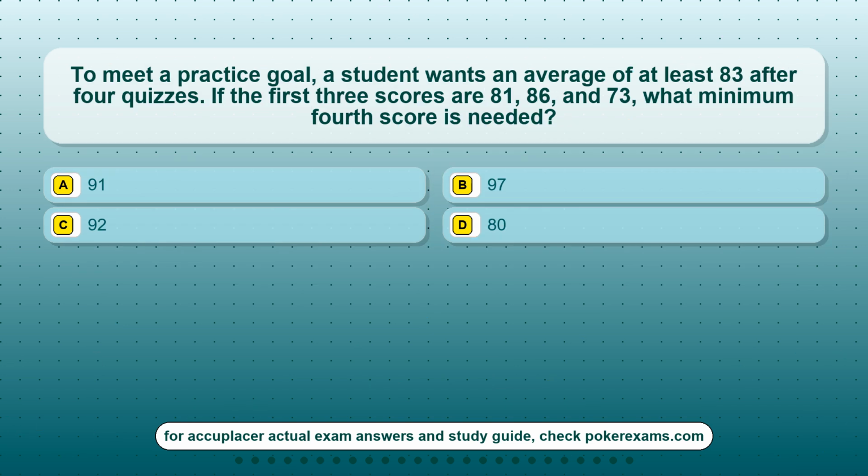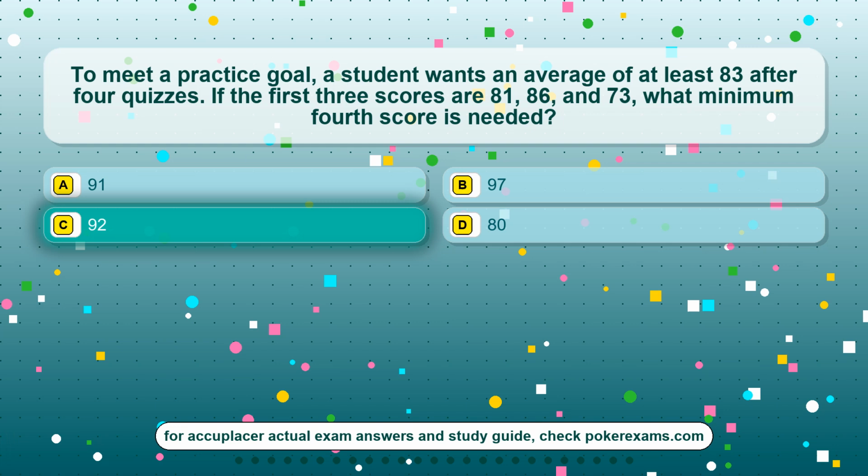Question 2. To meet a practice goal, a student wants an average of at least 83 after 4 quizzes. If the first 3 scores are 81, 86, and 73, what minimum 4th score is needed? Option A, 91. Option B, 97. Option C, 92. Option D, 80.